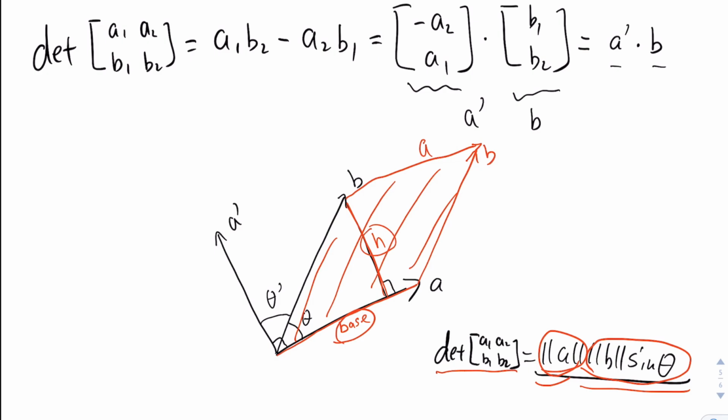So this is the geometric meaning of the determinant in two dimensions.